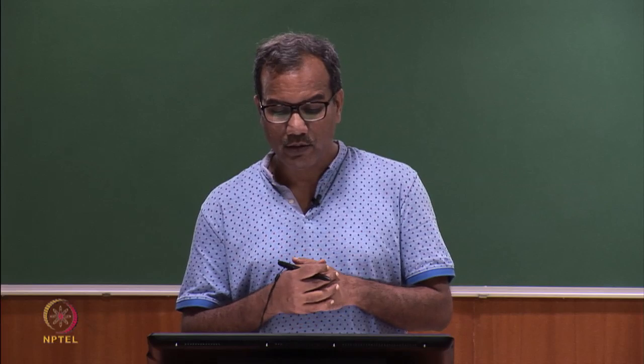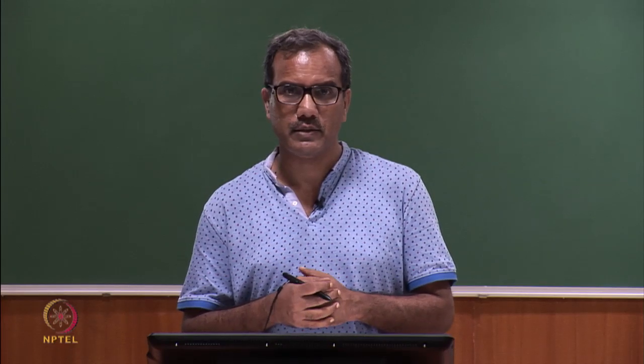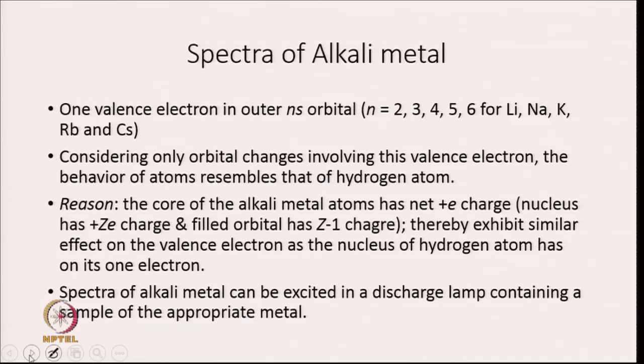Now we will discuss the spectra of alkali metals. All alkali metals have one valence electron in the outer ns orbital: n is 2 for lithium, n is equal to 3 for sodium, n is equal to 4 for potassium, and so on. Considering only orbital changes involving this valence electron, the behavior of the electron resembles that of the hydrogen atom.